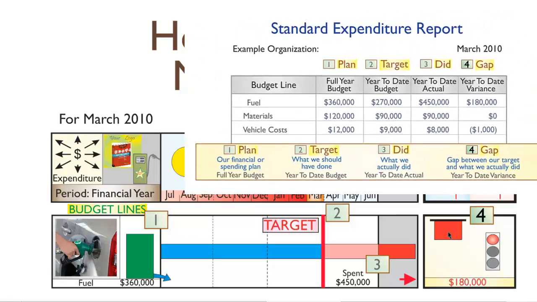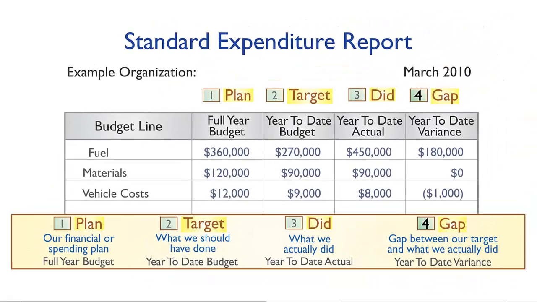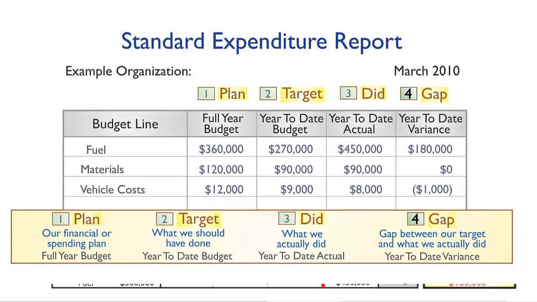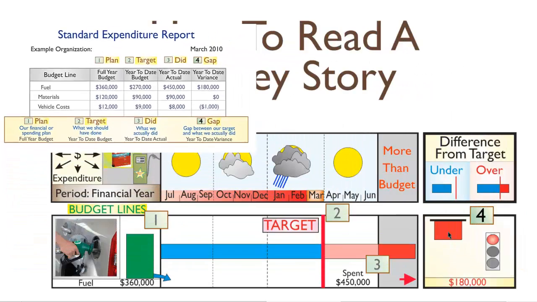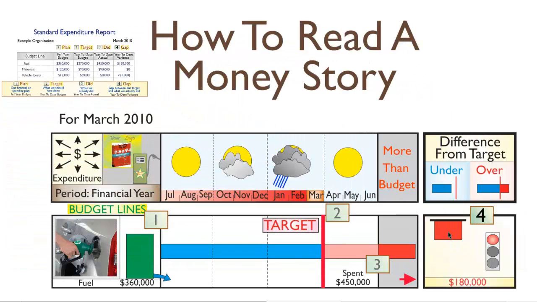So you can see that the money story, each money story line, is an exact graphical representation of the accounting report. So anyone that understands this can understand at a strategic broad level the information that's actually in a spreadsheet, and that's very, very powerful.